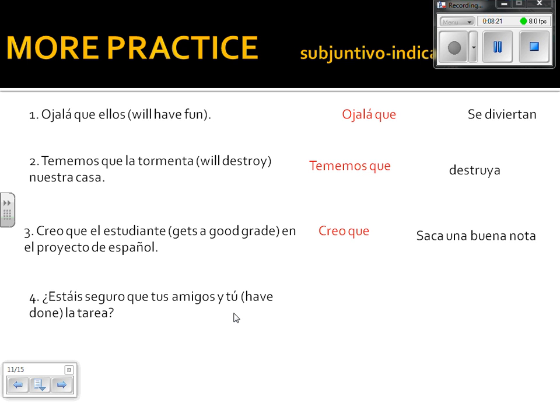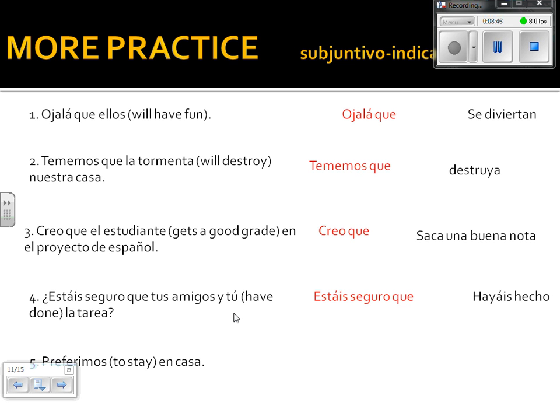Número 4. ¿Estáis seguro que tus amigos y tú have done la tarea? Although this sentence contains estáis seguro que, which is not a weirdo verb phrase, the fact that it is in the form of a question causes it to be subjunctive. Have done is haber plus hecho, making the final answer ¿estáis seguro que tus amigos y tú hayáis hecho la tarea when conjugated?